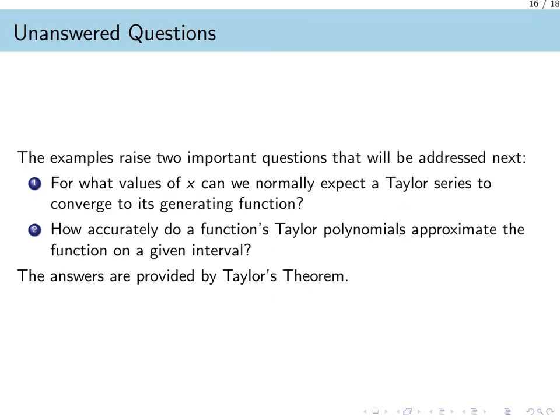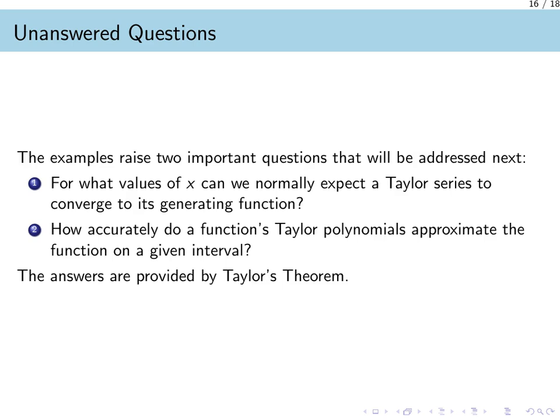The examples we have just discussed highlight a critical uncertainty. Just because we can generate a Taylor series for a function, and that series converges, it does not automatically mean it converges to the original function. This reality forces us to ask two very important questions.